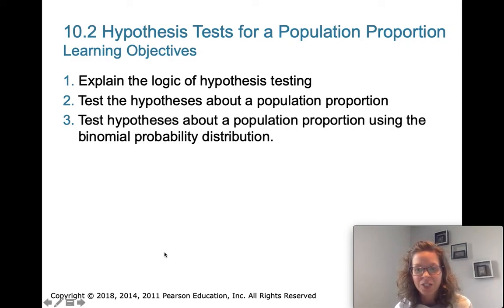Today we are looking at section 2 in chapter 10, and we're going to talk about how to do hypothesis tests for a population proportion. In the last lesson, we talked about what a hypothesis test is, how to state our hypotheses, and how to state our conclusion. In this section, we're going to talk about the logic of how hypothesis testing works, and then we're going to learn how to test a hypothesis for a population proportion.